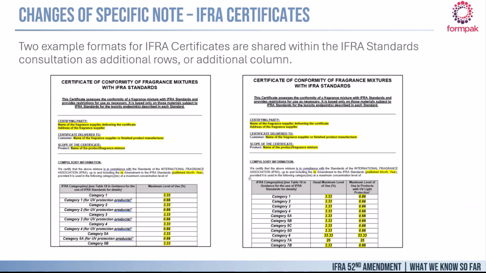Now, because there is now this other set of data that only applies if it's a sun protection product, there are these other calculations and also an impact on the IFRA certificate itself. So in the consultation documents, there are 2 examples that IFRA have shared of IFRA conformity certificates, and they do make it clear that these are informational. They are suggestions of format. The critical thing is the data itself. The format is more open.